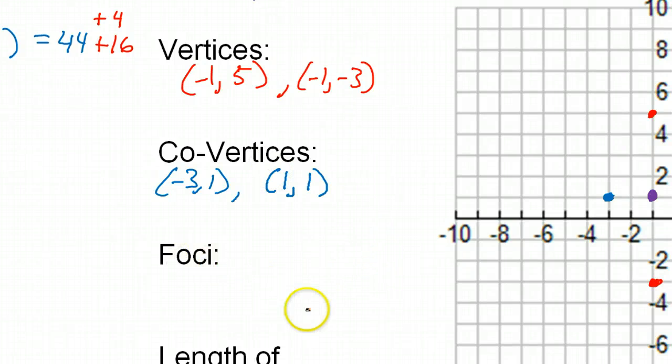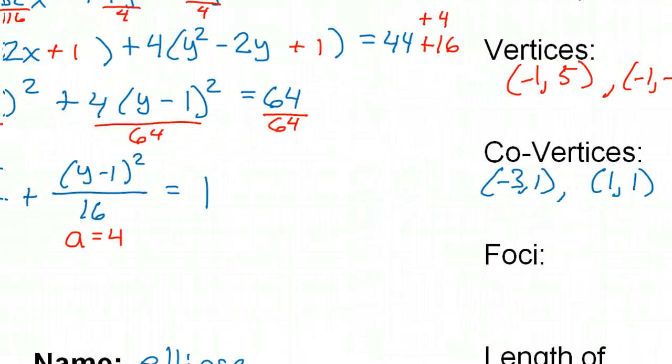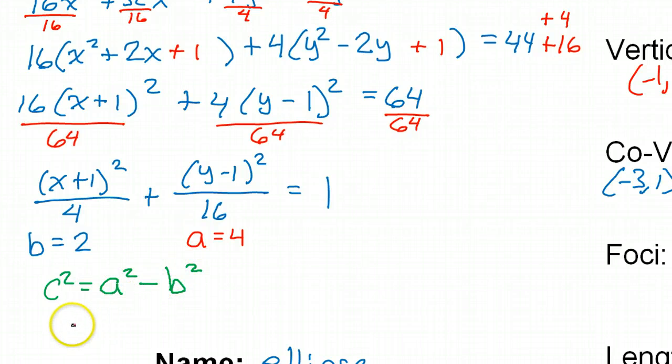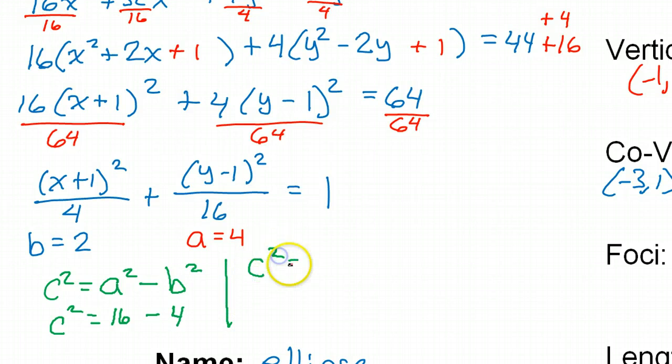Now I need the foci. For the foci, I'm going to need the c value. So for ellipses, we know that c squared is equal to a squared minus b squared. Okay, so that means c squared is equal to 16 minus 4. Alright, so that means that c squared is equal to 12. So that means c is equal to 2 radical 3.